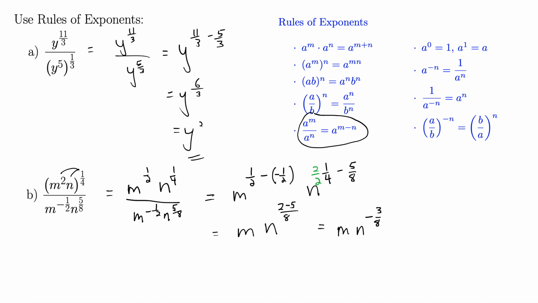That answer is perfectly fine. Right now, we want to represent all of our exponents as positive exponents. So let's bring that negative 3/8 down to the denominator as 3/8. So that gives us m over n to the power of 3/8. There we go.